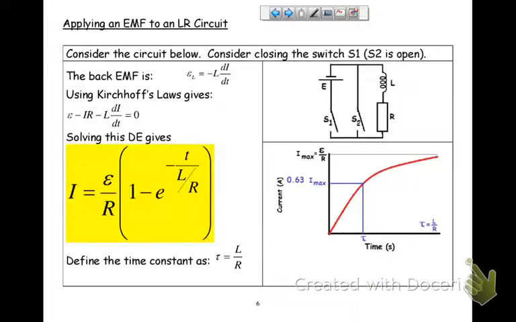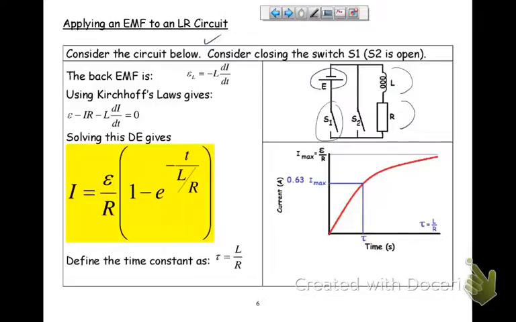This is really important. It was important for capacitors, and it's important for this as well. Consider the circuit shown below. Consider closing the switch. So this is the circuit. Let's talk about that: DC source, switch, inductor, resistor. Ignore this. It's open.